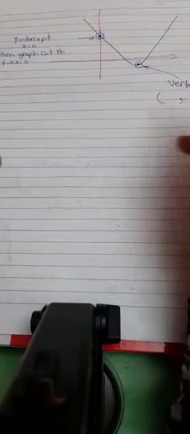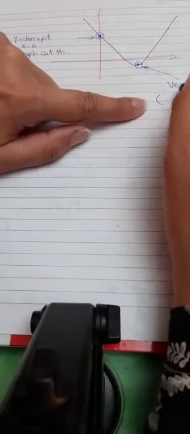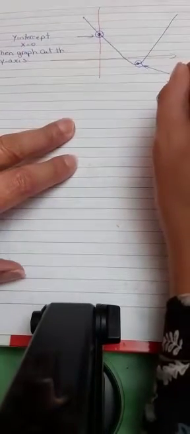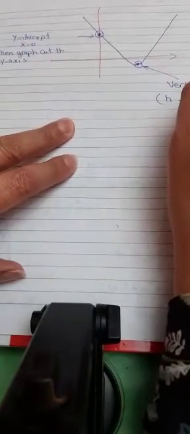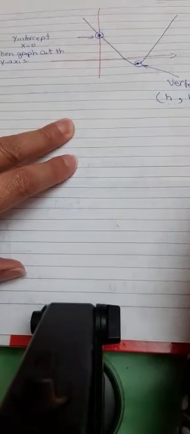Okay, and we have this peak point. This peak of the parabola is called the vertex. Any point in the xy plane has an x coordinate and a y coordinate, and we're going to name the coordinates of the vertex h, k, where h is the x coordinate and k is the y coordinate of the vertex.